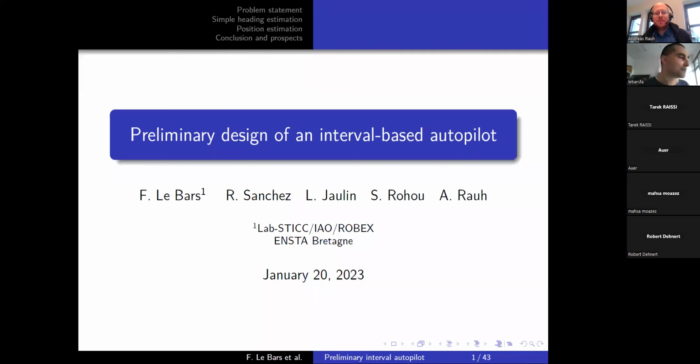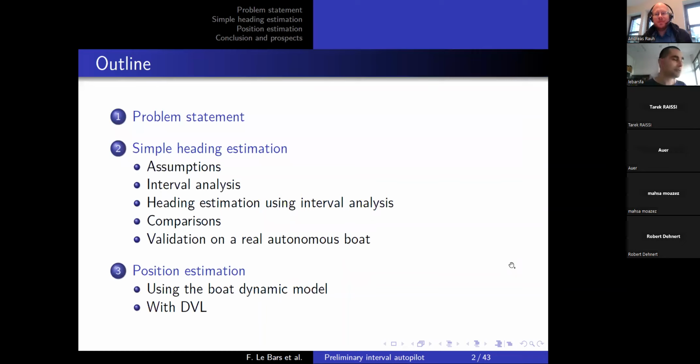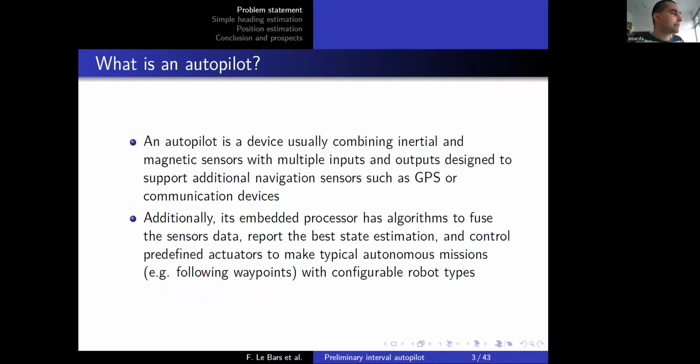Okay, thank you for your introduction. So first I will try to talk about the problem that we have, and I will start with a little bit of the vocabulary I will use. So what is an autopilot?